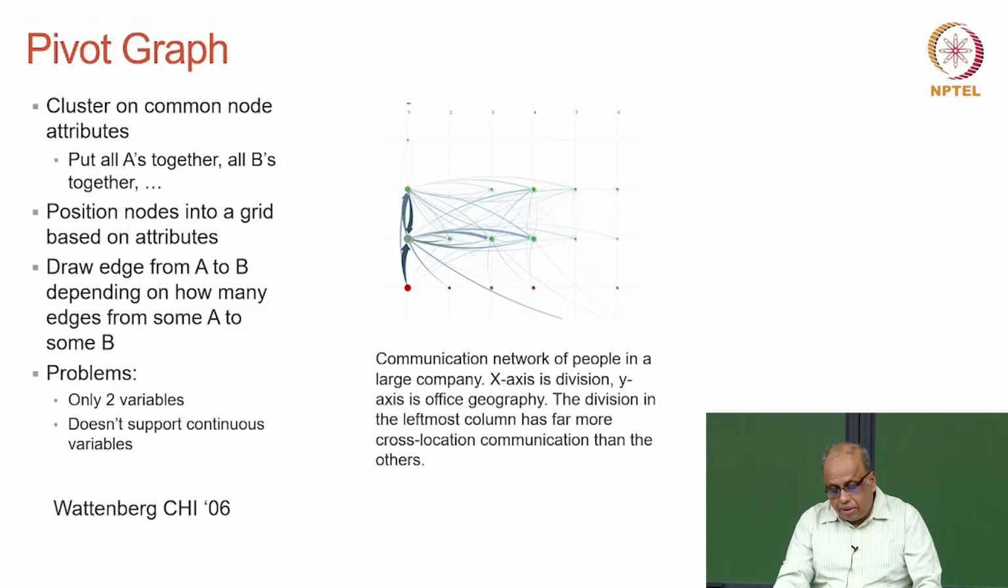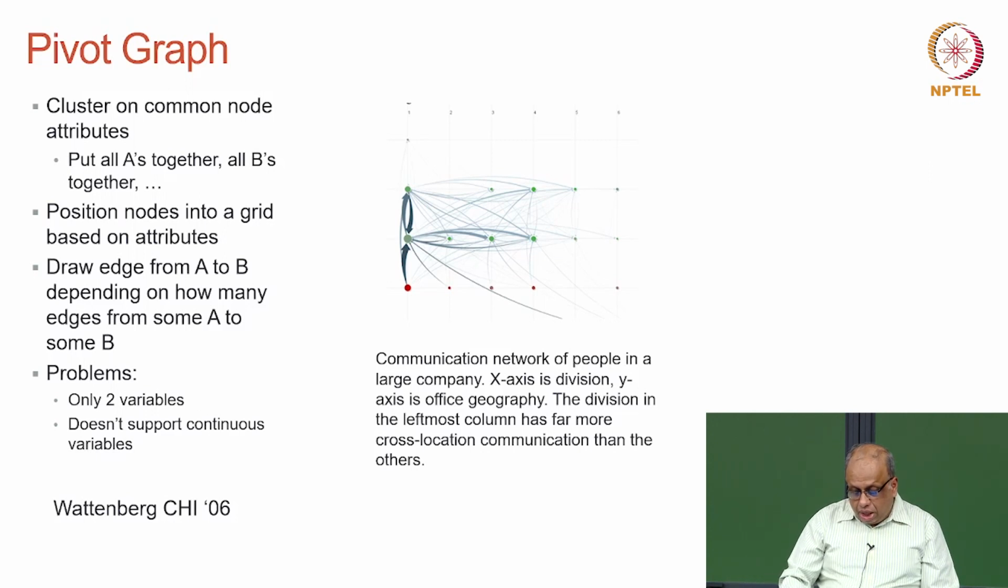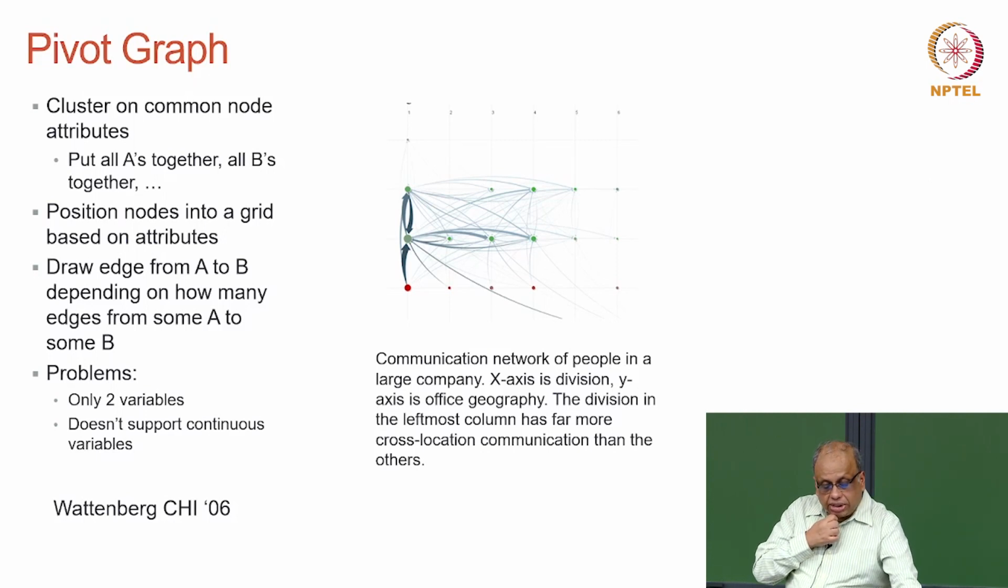So this is a pivot graph. What they try to do is to cluster on some common node attributes, put all the A's together, all the B's together, and so on. Okay. So here, in this example, what they did was look at the communication network of people in a large company.